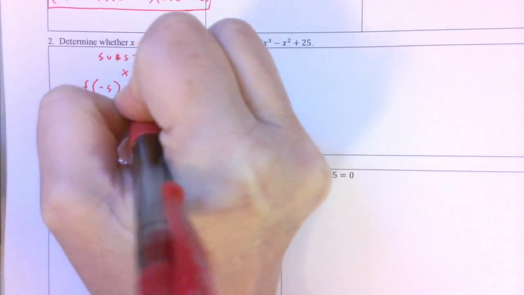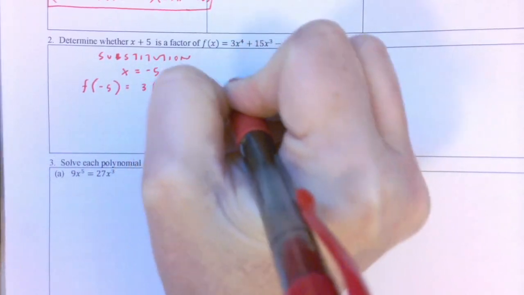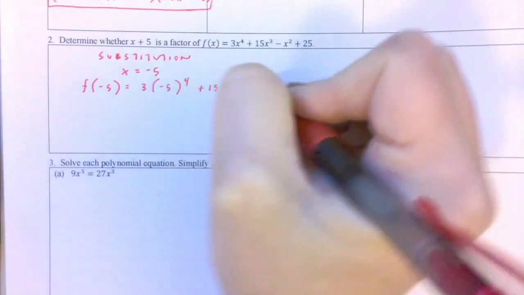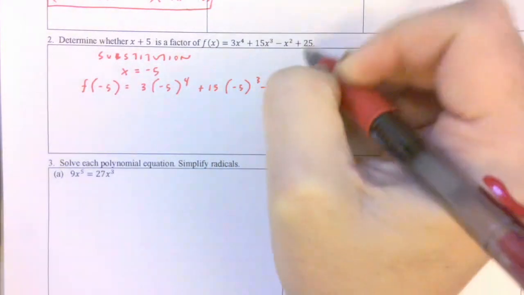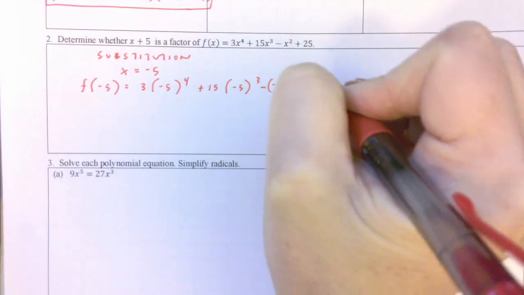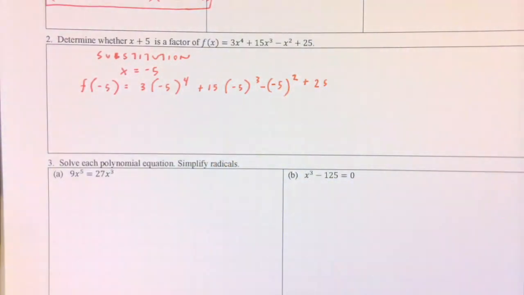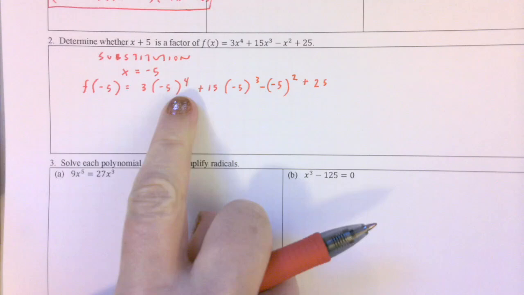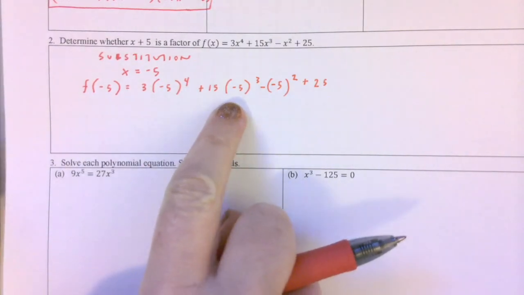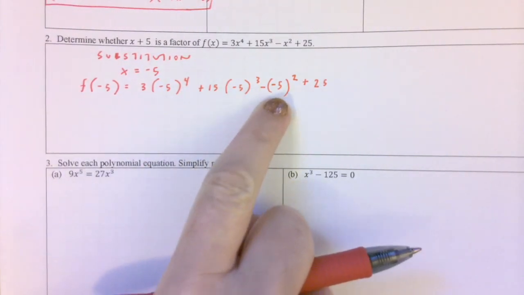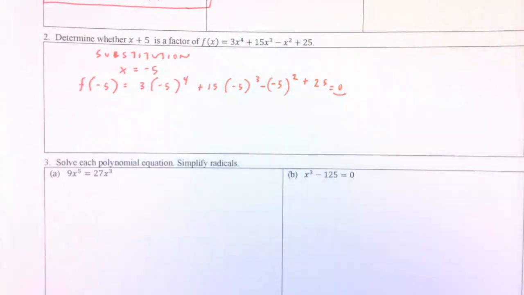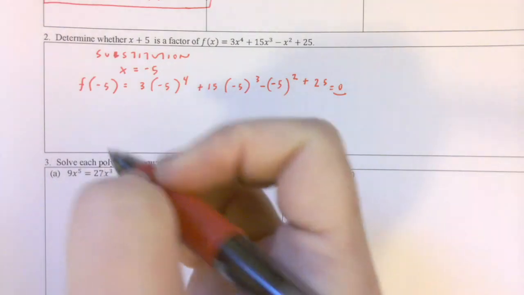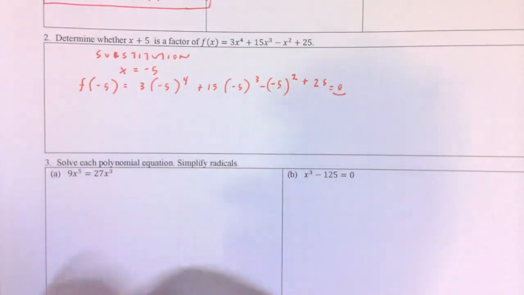So if I use substitution, let me plug in f of -5 equals 3 times -5 to the fourth power plus 15 times negative 5 cubed minus negative 5 squared plus 25. Okay, so 3 times negative 5 to the 4th plus 15 times negative 5 to the 3rd minus negative 5 squared plus 25. That will output to 0. So yes, this is a factor. Negative 5, 0 is a point on the graph.